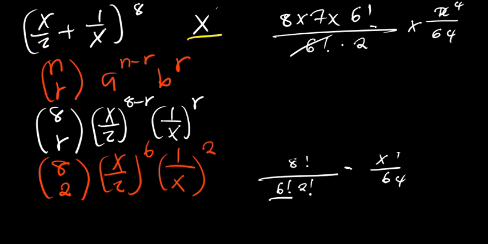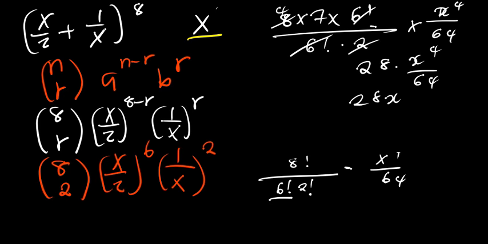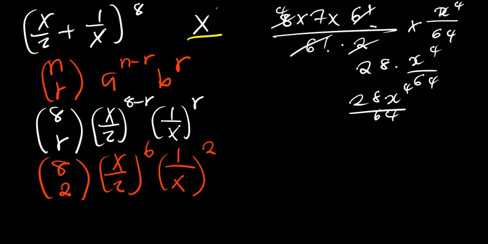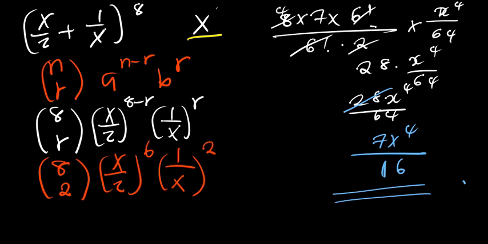So 6 factorial and 6 factorial will cancel. 2 into 8 is 4. 4 times 7 is 28. So 28 times x to the power 4 divided by 64. There's a number which goes into 28 and 64. That's why the question was, leave your answer in fraction. 4 into 28 is 7, 4 into 64 is 16. And that becomes my final answer. So this is the answer you are supposed to find.